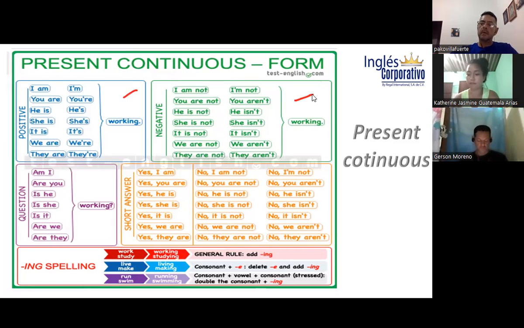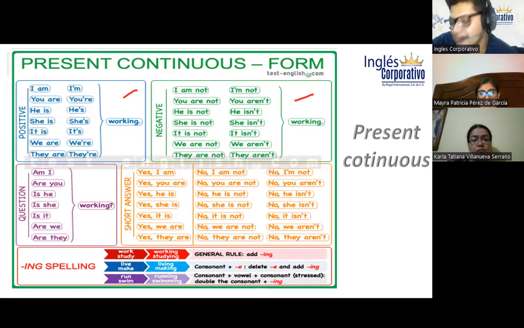Okay. I am working. You are working. He is working. She is working. It is working. We are working. They are working. I'm working. You're working. He's working. She's working. It's working. We're working. They're working. Negative.